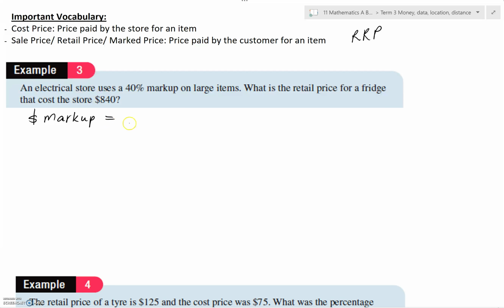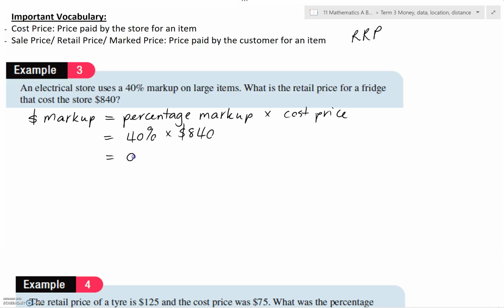So that's going to be the percentage that we're marking up. So the percentage markup times the cost price. So once you've written a little equation like this that can help you solve it, it's actually pretty easy. So the first thing you should always try and do is write an equation that expresses what you've been asked to find. So in this case, our percentage markup is 40%. And the cost price is $840.